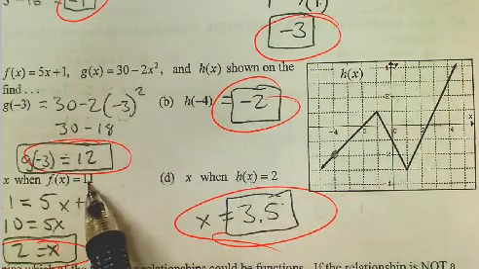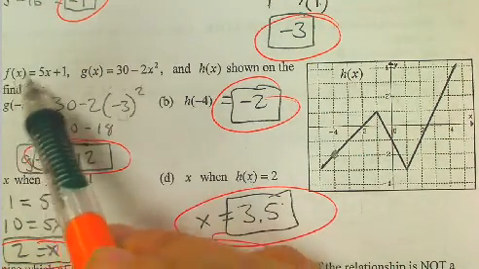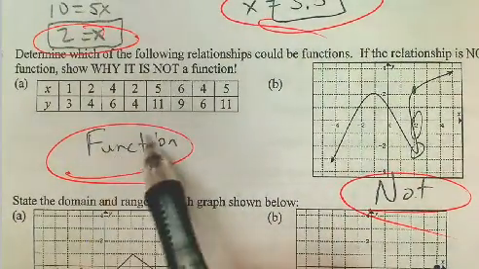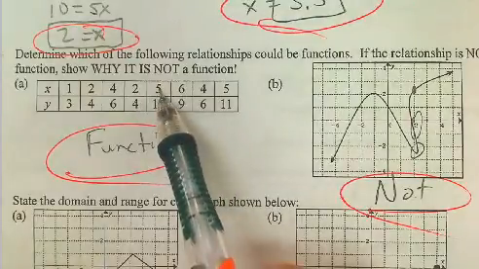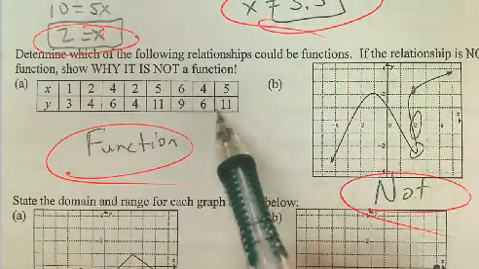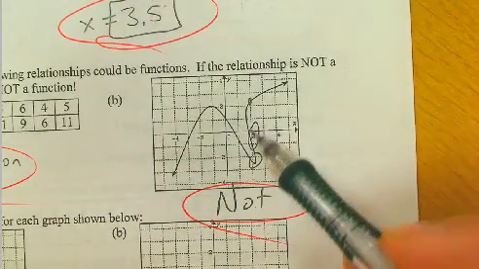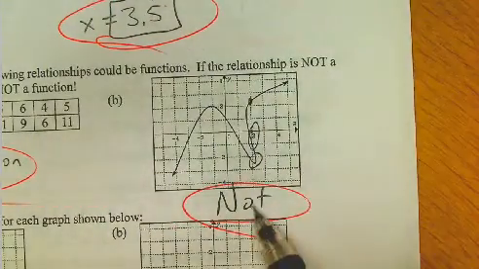F of x is 11, so I take the 11 and I plug it in for f of x, and then solve. This is a function. For every x, I only get one y. Not a function, because if I plug in 2, I get 3 different answers, and that's not a function.